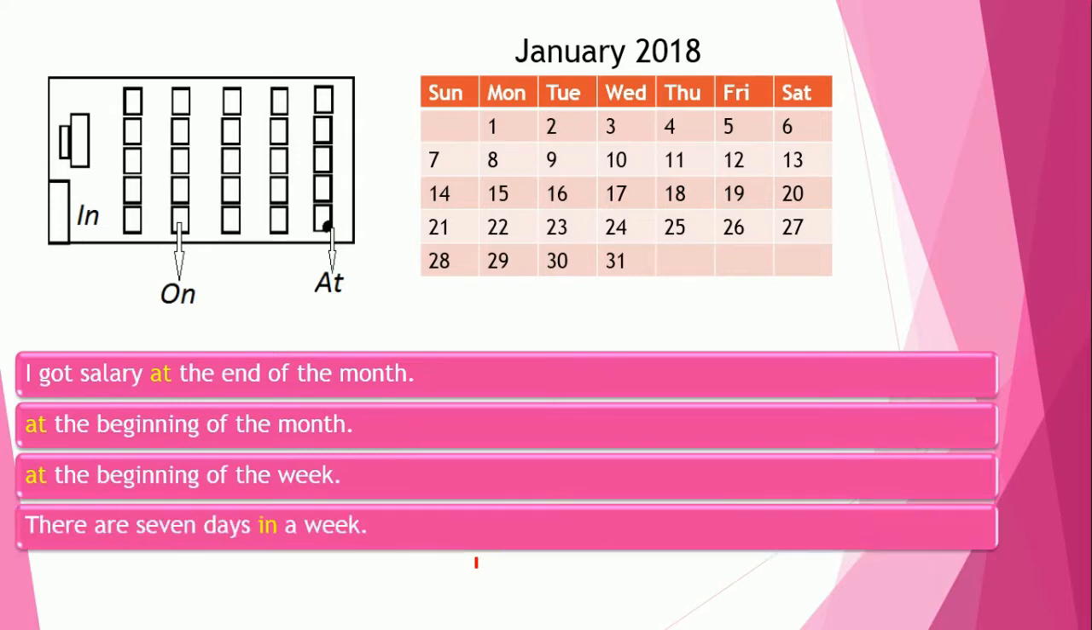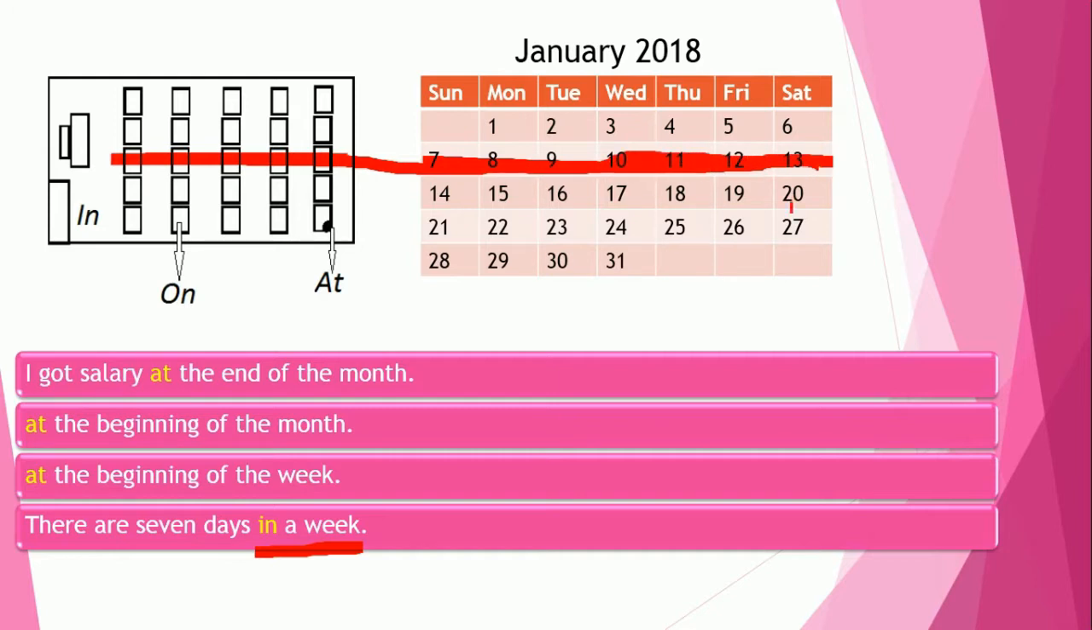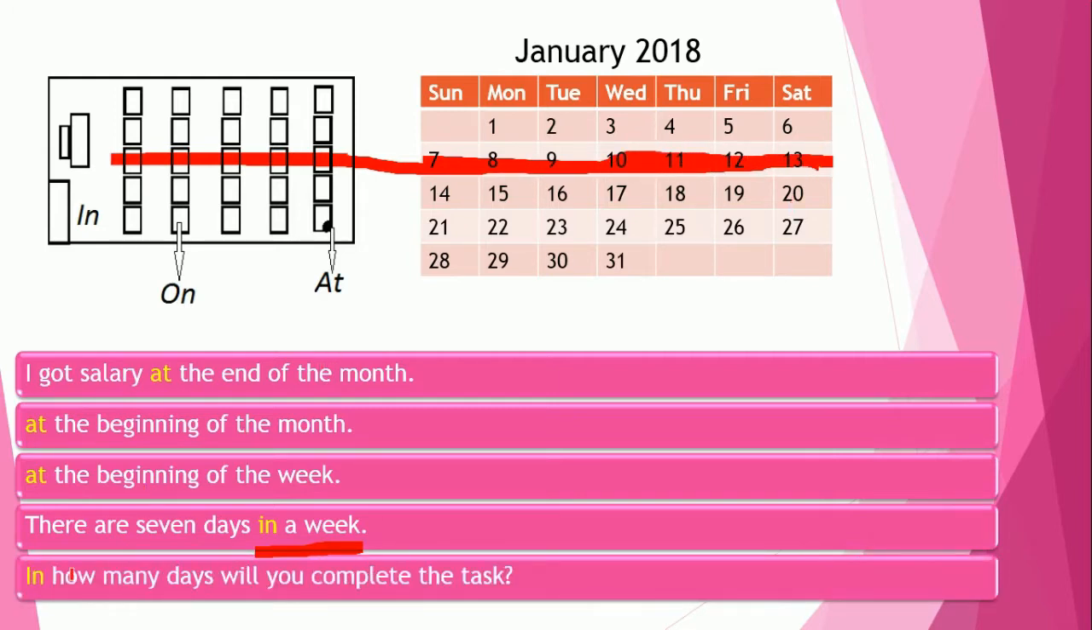Next, look at this example. There are 7 days in a week. Here in is placed because, look at the picture, a week is like a row of the bench because it is not a particular day. There are 7 days in a week. That's why in is placed here. Similarly, one more example. In how many days will you complete the task? Here also many days are mentioned, not one day or a particular day. That's why in is placed here.